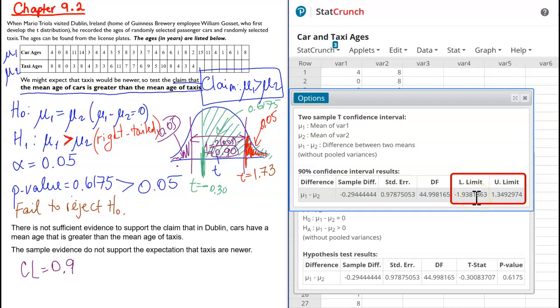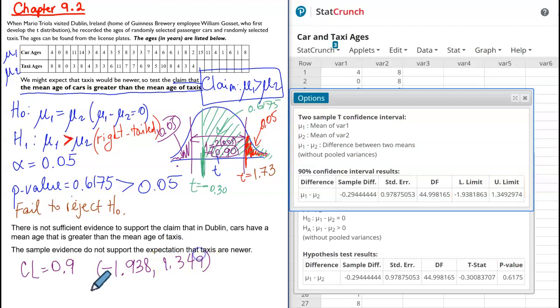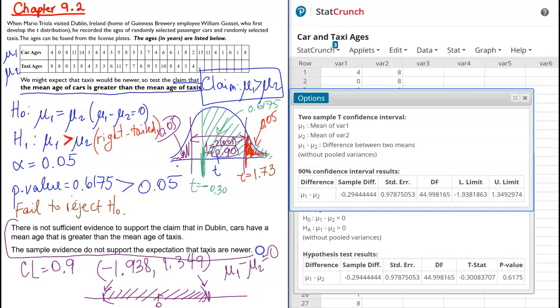Let's write the limits. Negative 1.938 is the lower limit and the upper limit is 1.349. Because the confidence interval limits do include 0, we can safely conclude that there is not much difference between mu1 and mu2. Therefore, we fail to reject null hypothesis, and the conclusion is the same. There is not sufficient evidence to support the claim that in Dublin, cars have a mean age that is greater than the mean age of taxis.